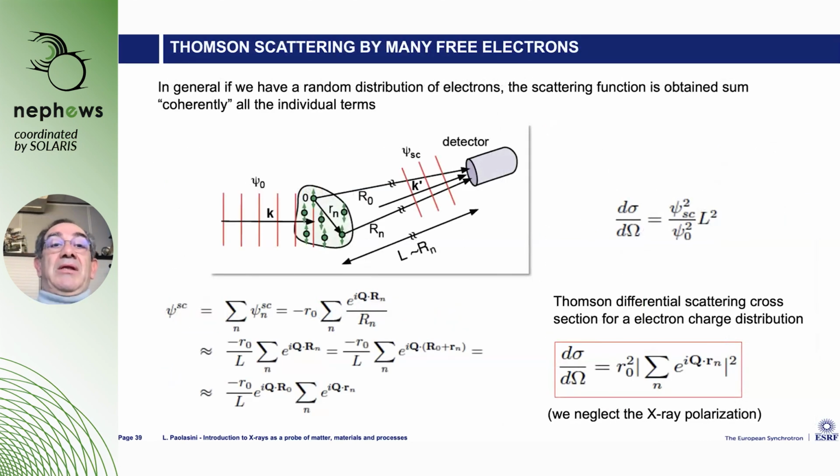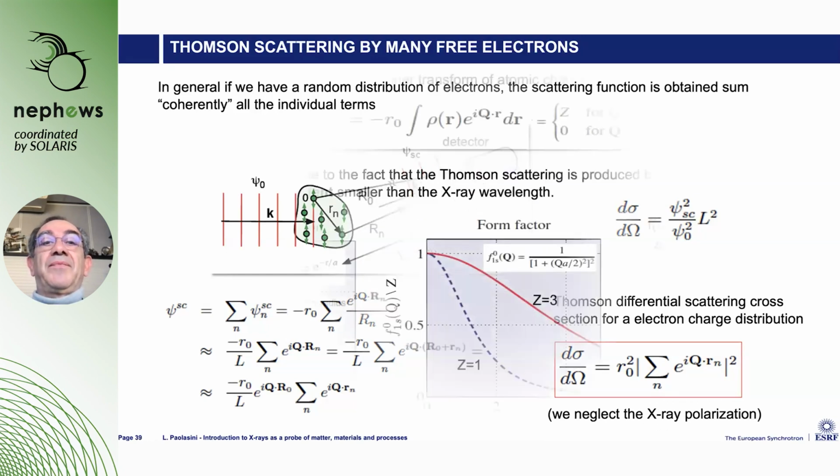Now we can extrapolate this two-electron model to an ensemble of electrons contained in some volume, and we then need to sum the phase factor associated with all the electrons. We obtain the expression for the differential scattering cross-section for an electron charge distribution just by summing all the phase factors with respect to one given origin, which of course is arbitrarily chosen. Of course, in this case, we neglect the X-ray polarization, which is always present.